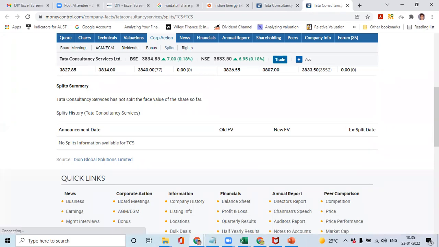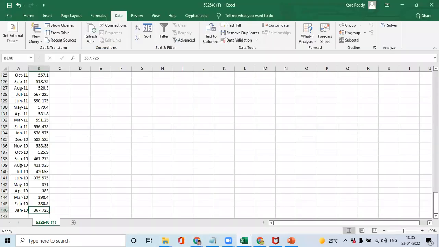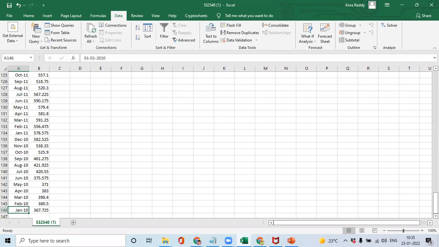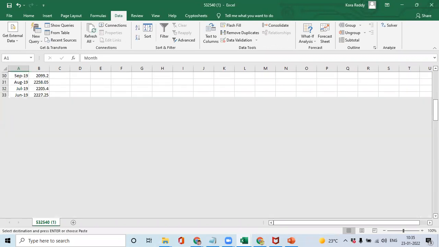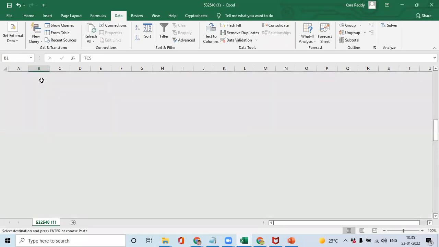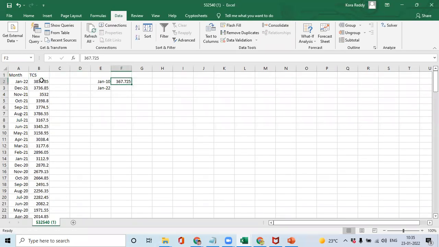Dividends, I said, forget, right? So this is your TCS closing price. Suppose you bought on January 10, so that's your starting date. This is your ending date. What is the price here? 367 on Jan 10, right? And today's price is this one.